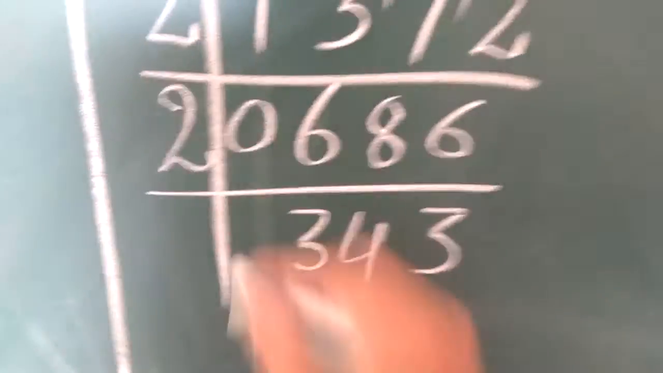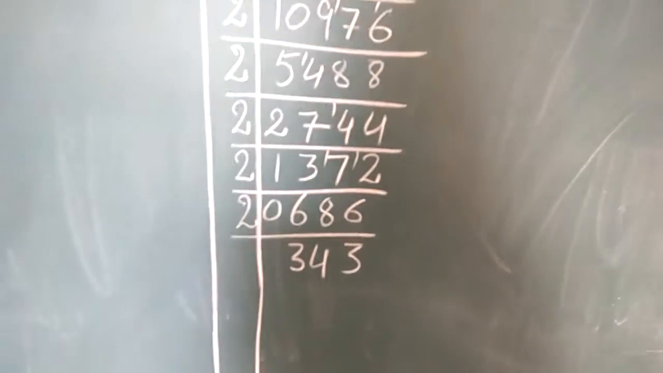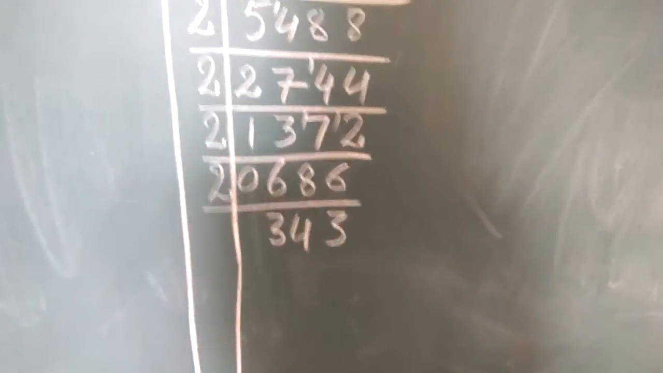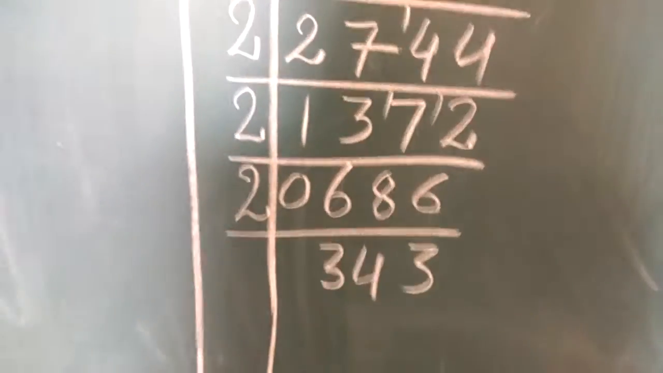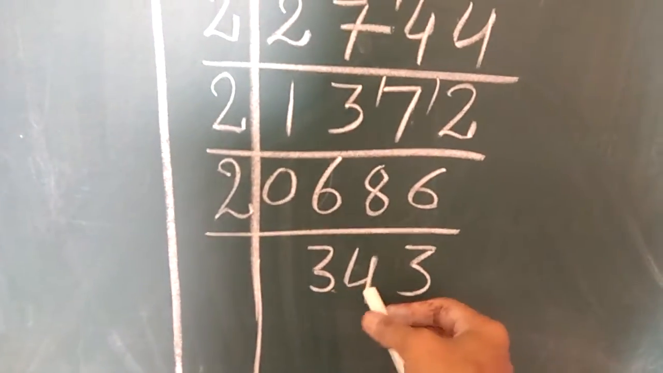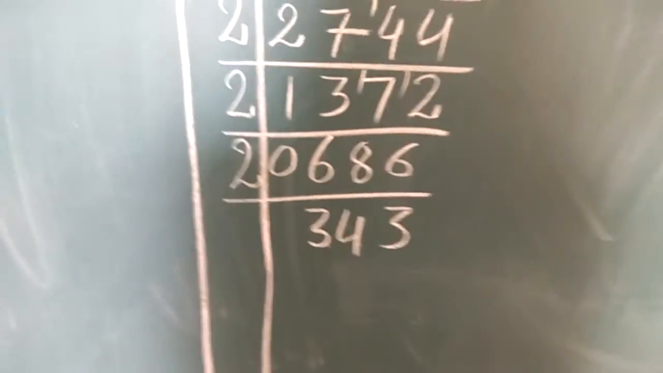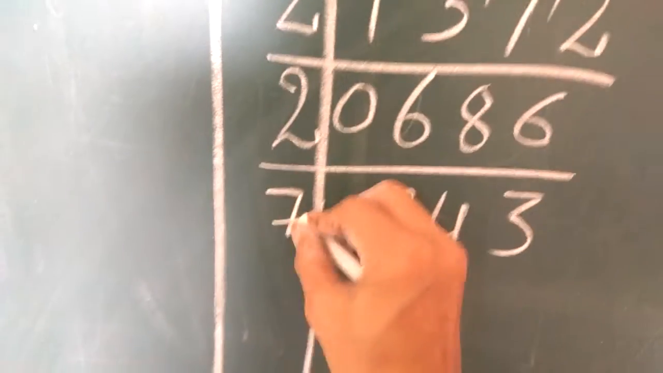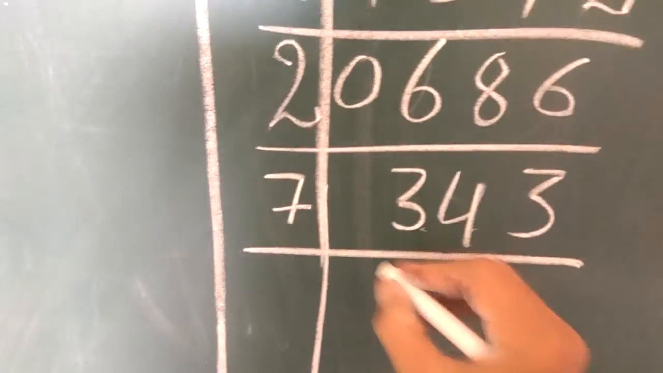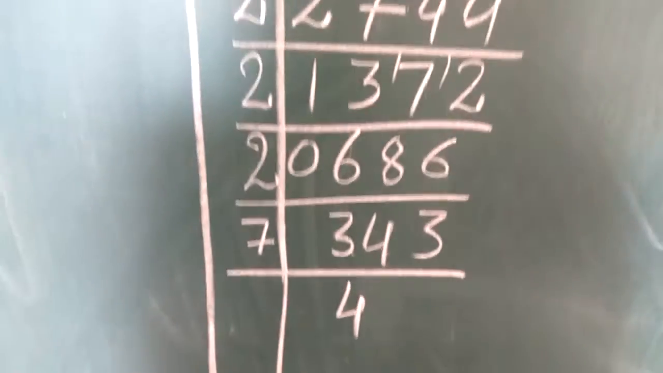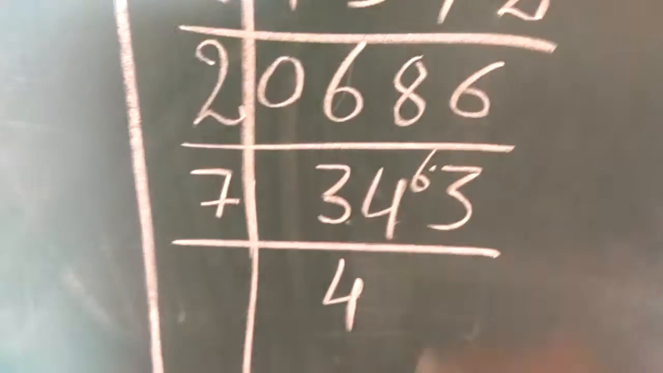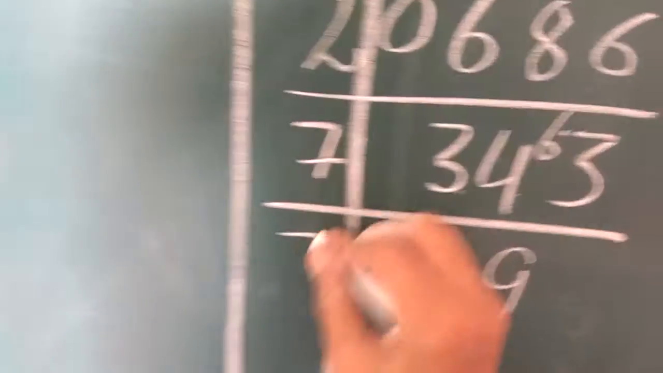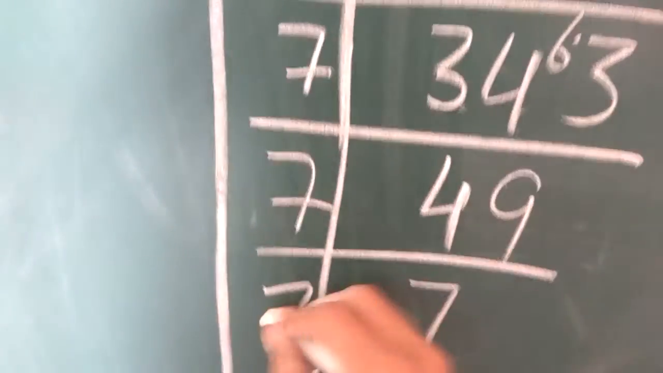12, 2 6s are 12, carry 1, 8, 2 8s are 16, 2 6s are 12, 2, 2 3s are 6, 2 4s are 8, 2 3s are 6. Dear students, I told you in the very beginning that you must learn the cubic numbers from 1 to 20. Otherwise, you will get stuck at this point. As for 343, you will not be able to tell whose multiple this is. So it is quite important to learn all the cubic numbers from 1 to 20. So it is divisible by 7 as it is the cube of 7. So, 7 4s are 28, carry 6, 63, 7 9s are 63, 7, 7 7s are 49, 7 1s are 7.